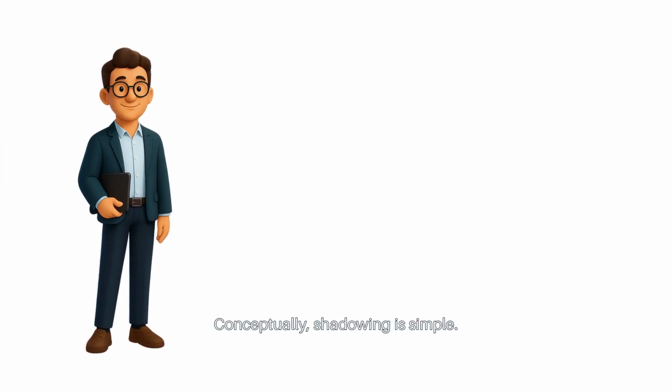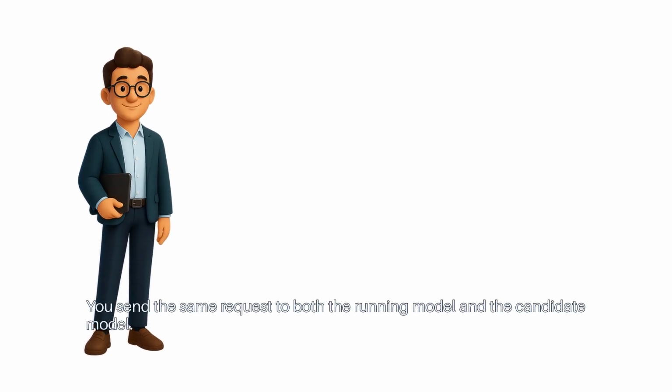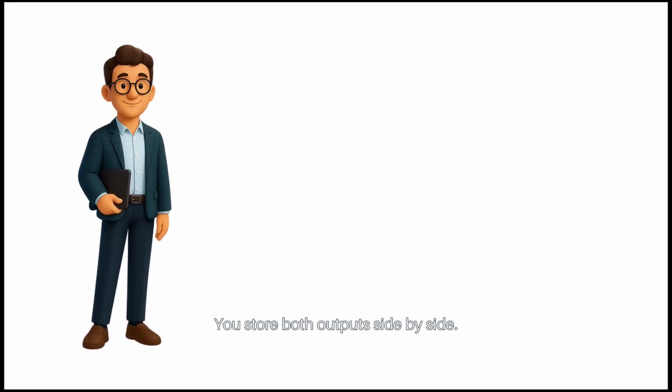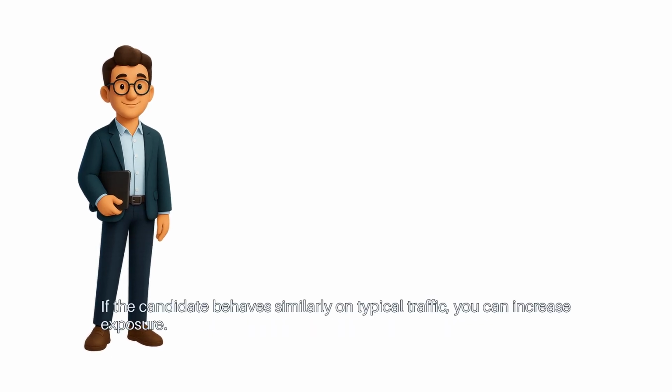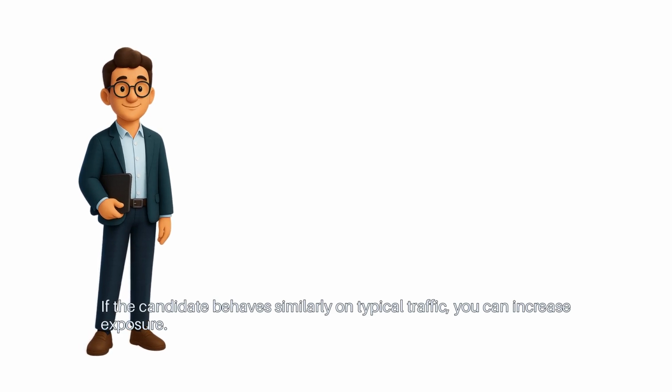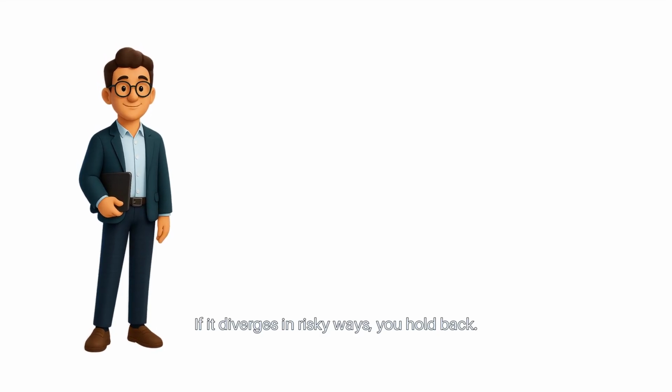Conceptually, shadowing is simple. You send the same request to both the running model and the candidate model. You store both outputs side by side. Then, you compare them with a stable metric. If the candidate behaves similarly on typical traffic, you can increase exposure. If it diverges in risky ways, you hold back.